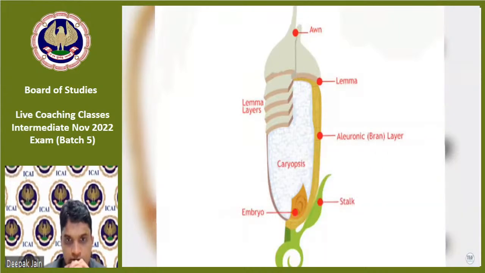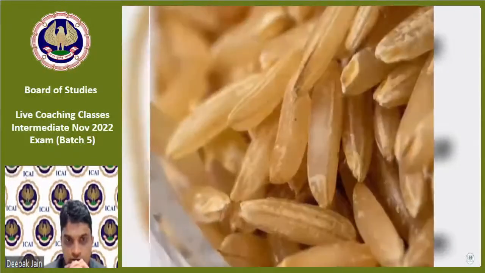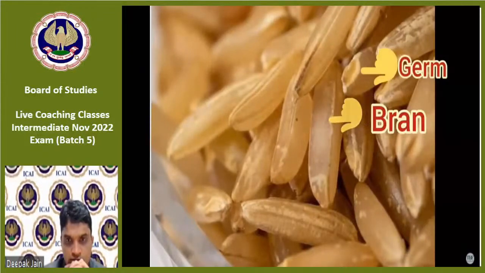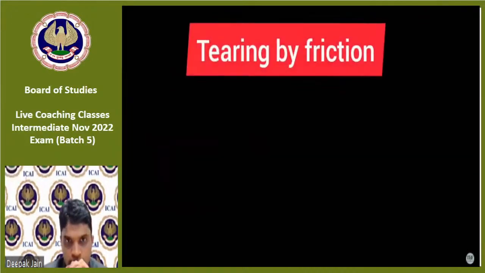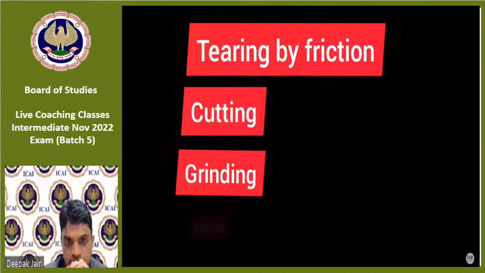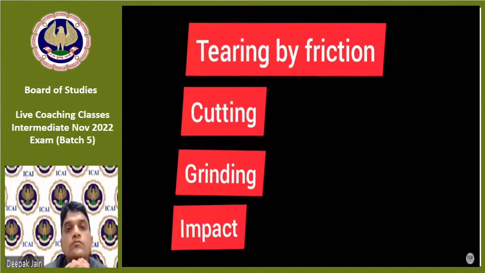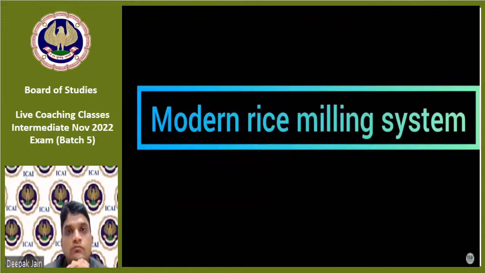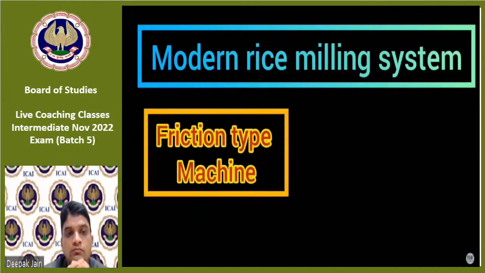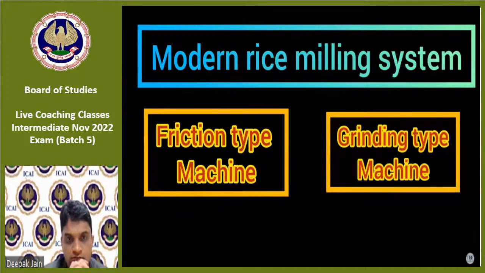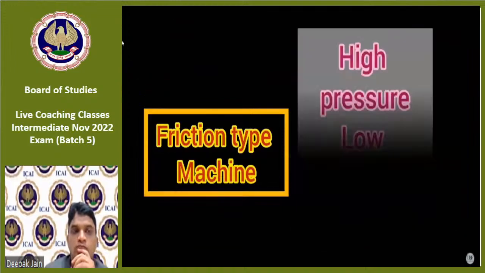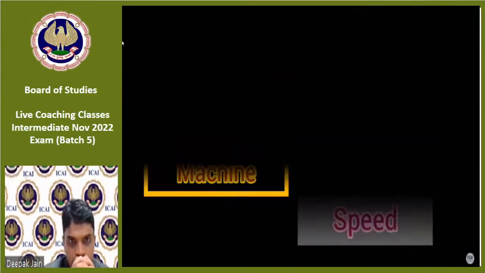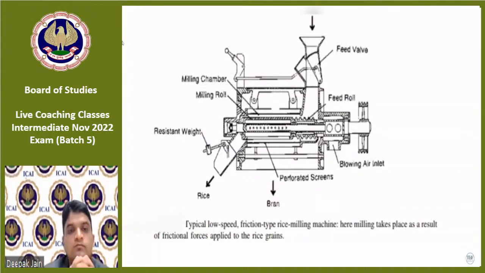The objective is to completely remove the bran layer in the most cost-effective manner without damage to the endosperm. Several mechanisms can be employed in mechanical action. These include tearing by friction, cutting, grinding, and cutting. Modern rice milling systems can be classified into two categories of milling equipment: friction type machine, grinding type machine. Friction type machine use primarily friction and indentation. These machines use relatively high pressure with low peripheral speed. Grains are rubbed vigorously against each other and against the metallic surface of milling chamber.